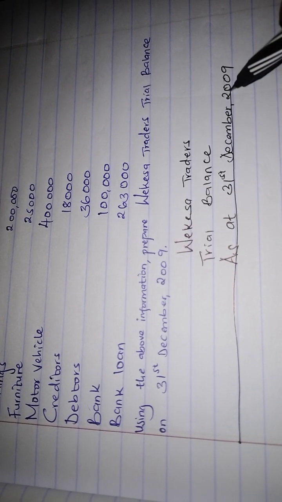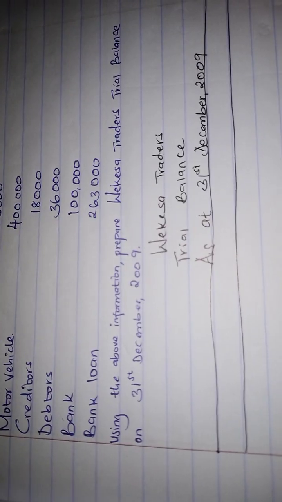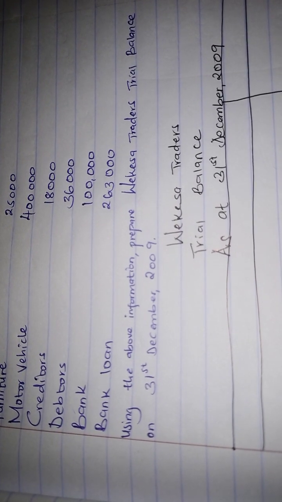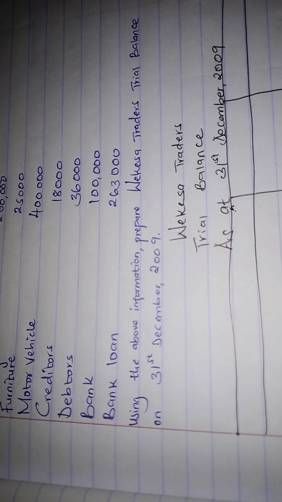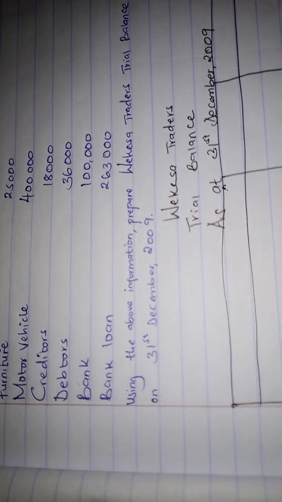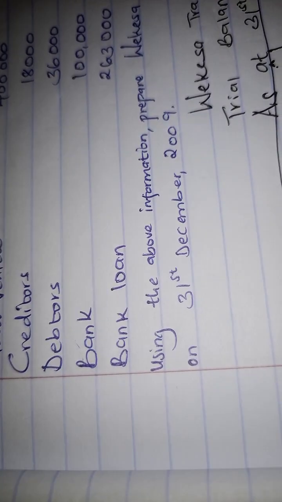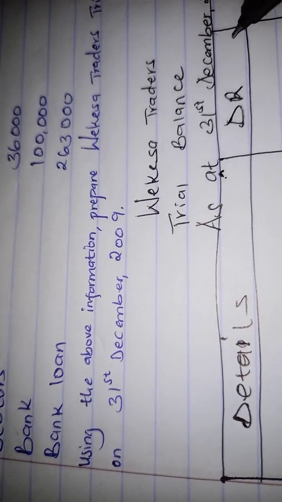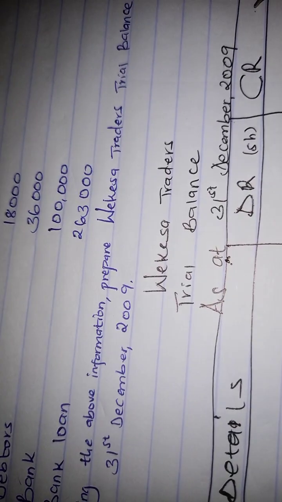So, therefore, learners, we separate that and we draw 3 columns, whereby one column is for the details and the 2 columns, one is for the debit and the other one is for the credit. So we have a column for details, a column for debit, DR. I can also shorten with CR, the credit.